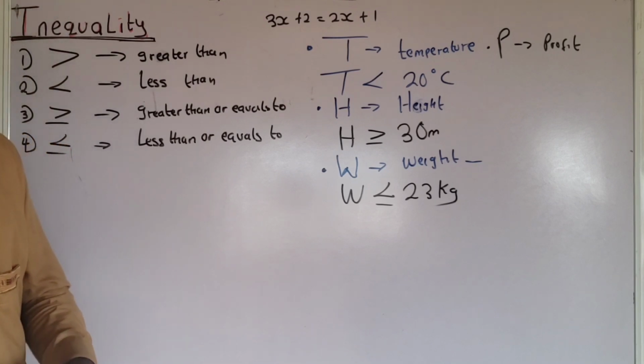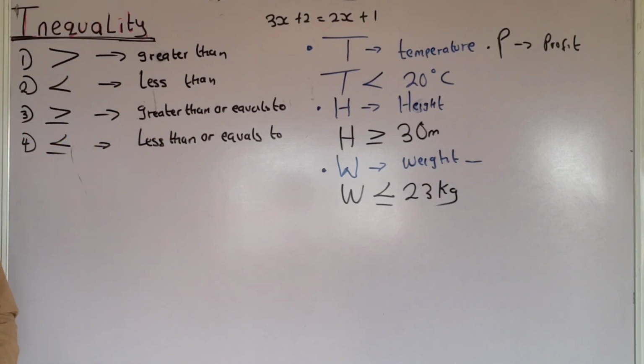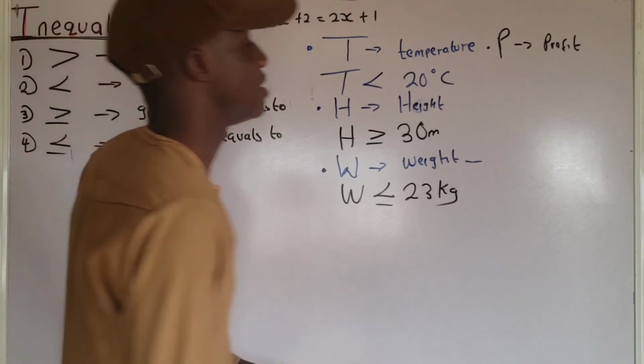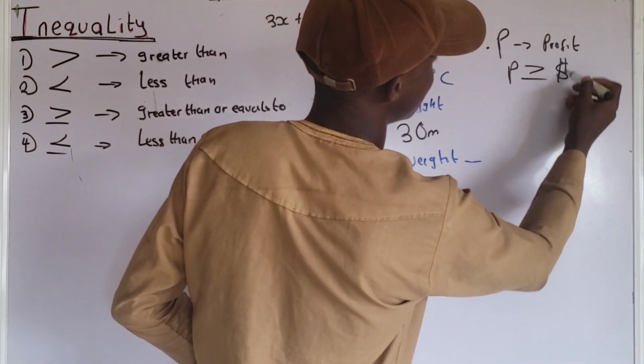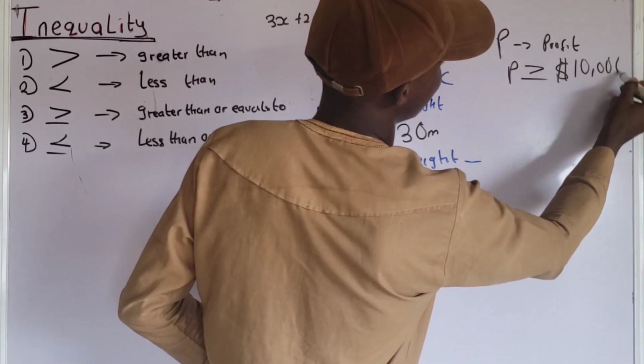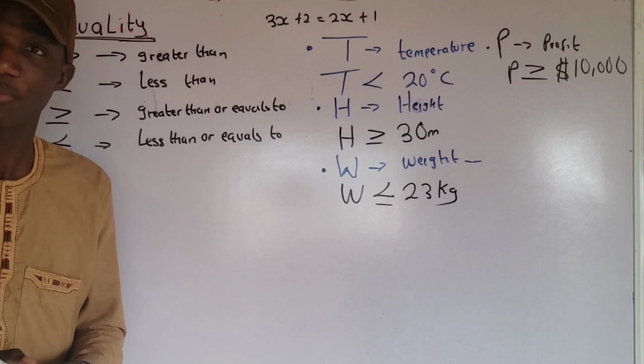Hence, the sign that the inequality is going to take is greater than or equal to. Are you paying attention? So here, the profit must be greater than or equal to $10,000. Okay. So you can see the real world application. That is the interpretation. Okay.